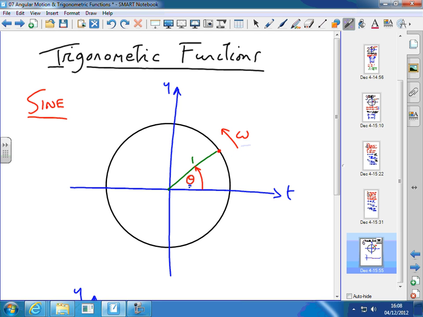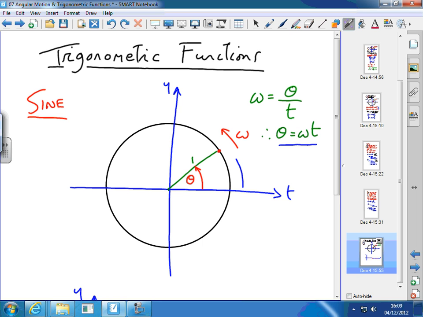So the first thing we can do is say that actually we have already got the relationship between the angular velocity and the angle. The angular velocity is the angle divided by the time. So rearranging this formula, we've got that theta equals the angular velocity times time, which fits in.